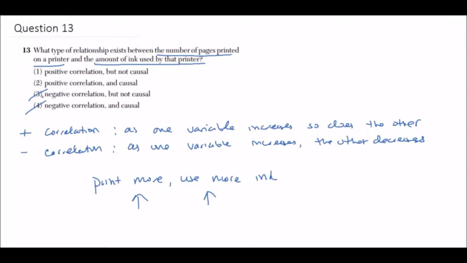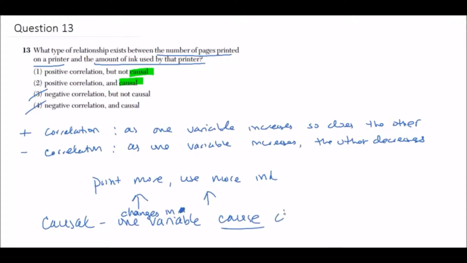Now, we have to determine whether this is causal or not causal. Be careful. We've seen a lot of students read this as casual. It is not casual, it is causal. And a causal relationship means where one variable or changes in one variable cause changes in the other variable.